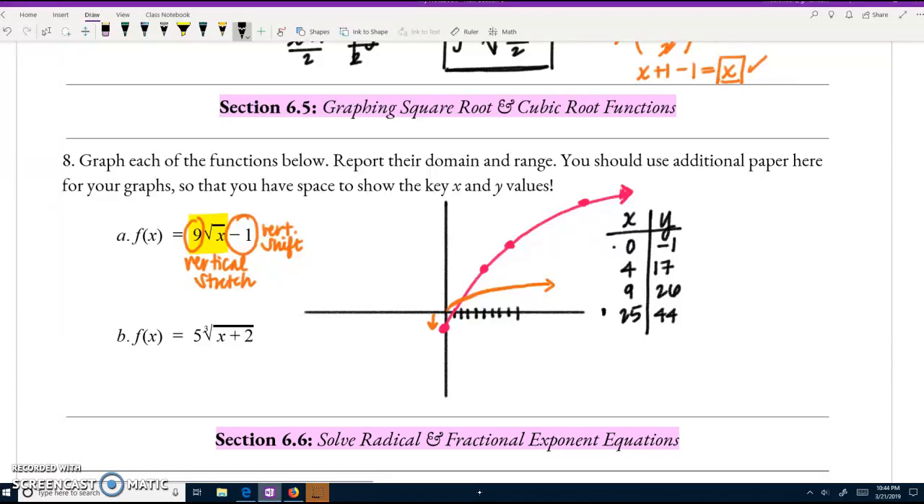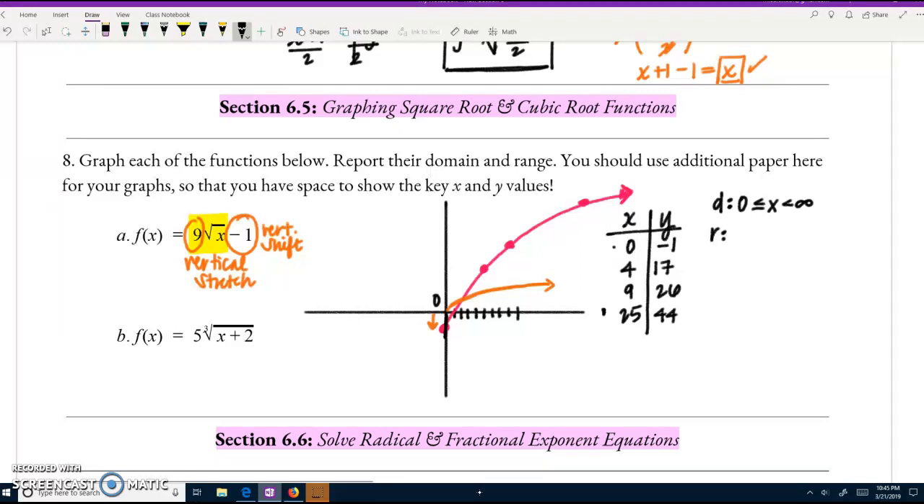So for this 9 root x minus 1, our domain describes our x values. And our x values for this pink graph here begin at 0, because I can't plug a negative into a square root. So they start at 0 and then they can get as large as I want, so they go up to positive infinity.